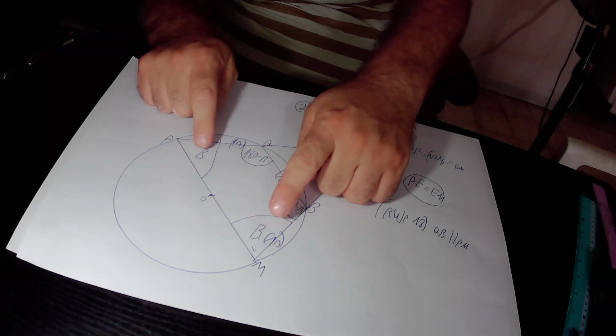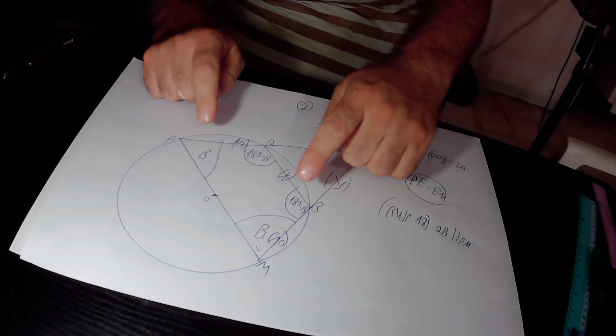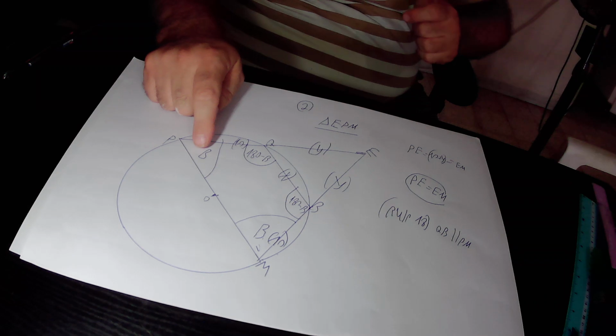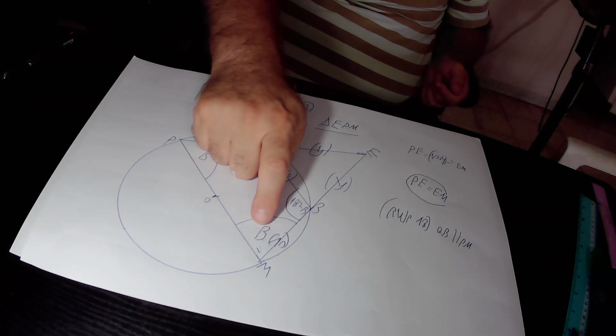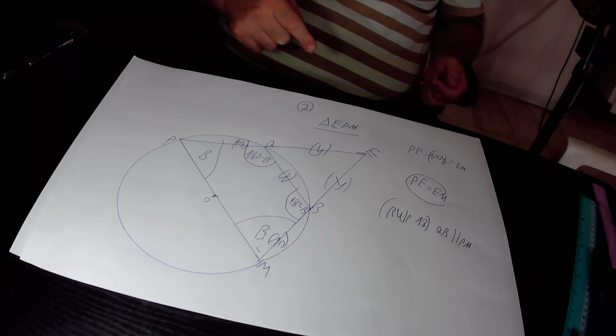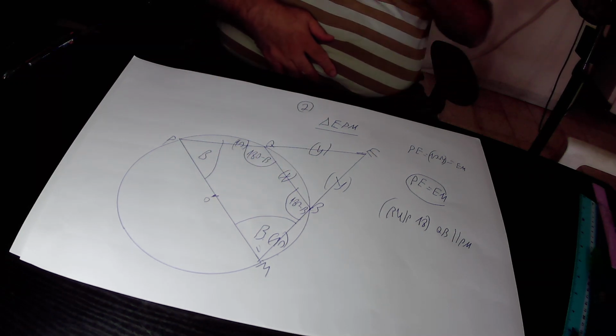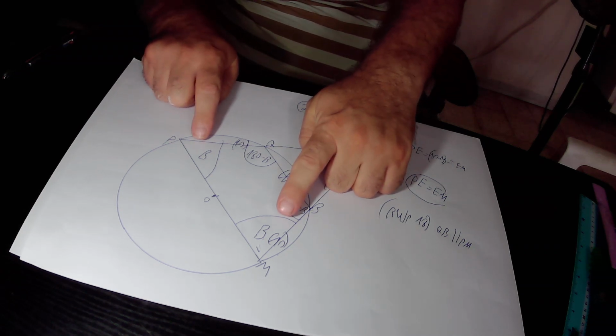Because those two angles are located in front of those two equal sides, they must also be equal to each other in size. So if the size of this angle is beta, then the size of this angle must also be equal to beta according to the rule that I mentioned. So those two angles are equal to beta.